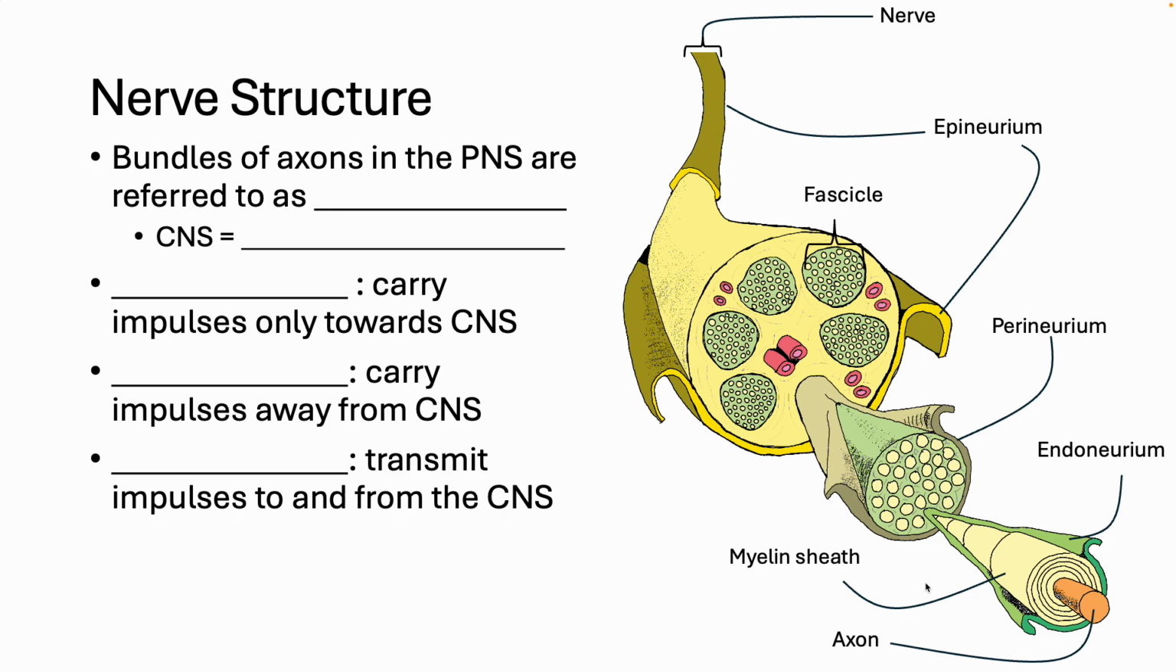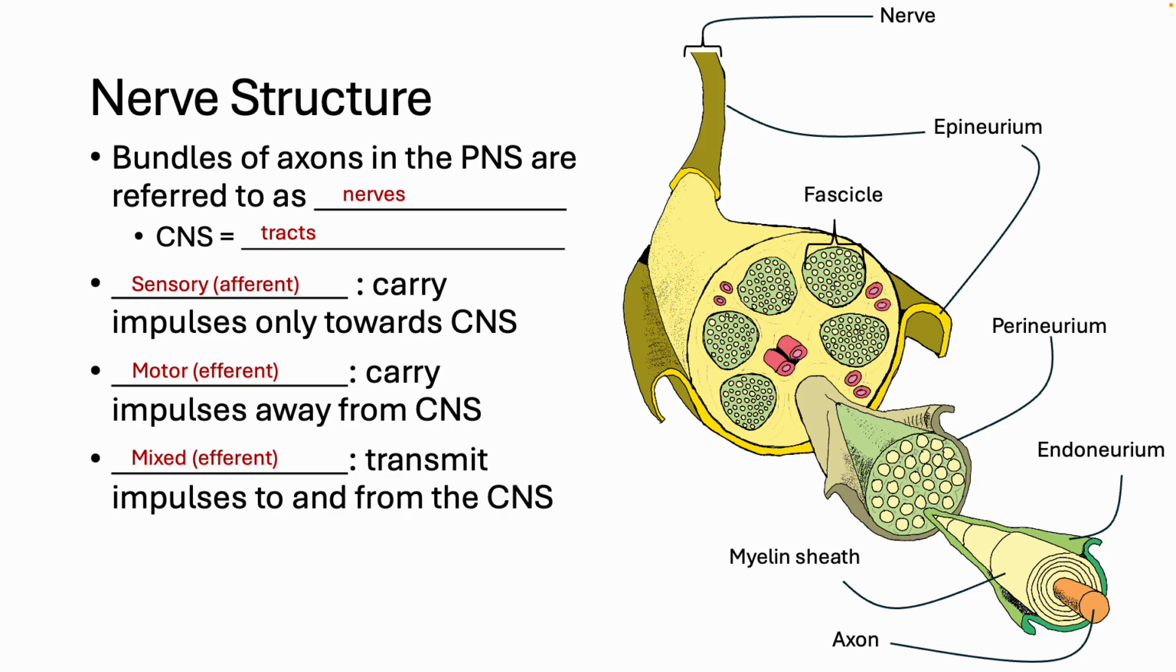So nerves are going to be bundles of axons in the peripheral nervous system. In the central nervous system, we refer to those as tracts. You have sensory or afferent, which carry impulses only towards the central nervous system. You have motor or efferent, which carry impulses away from the central nervous system. But then you do have some nerves that are mixed, that are going to transmit impulses to and from the central nervous system.